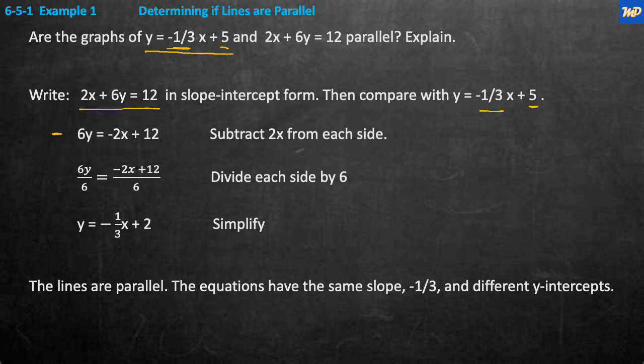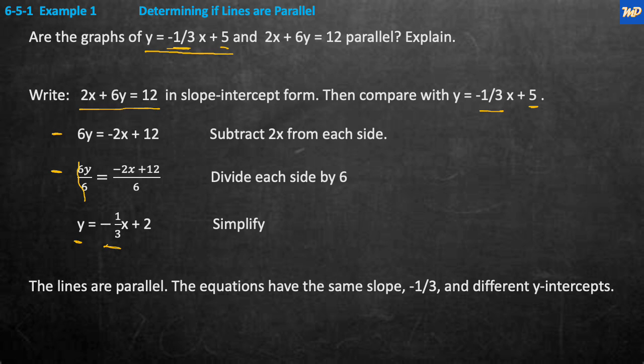Now in order to get the y variable by itself, it has to be divided by 6. You have to divide both sides by 6. So we divide the left side by 6 and get 6y over 6, and then negative 2x plus 12 divided by 6. The entire right-hand side gets divided by 6. When we simplify, the 6's cancel and we get y, and then negative 2x divided by 6 is negative 1/3 x.